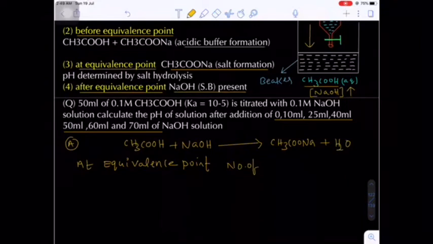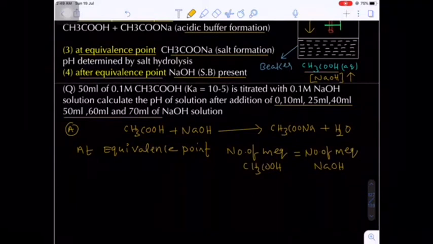What is the equivalence point? It is a point where the number of milliequivalents of acid will be equal to the number of milliequivalents of base. Yes or no? Now, what is the concentration of acetic acid given? 0.1. How to find the number of milliequivalents? Normality into volume in ml.